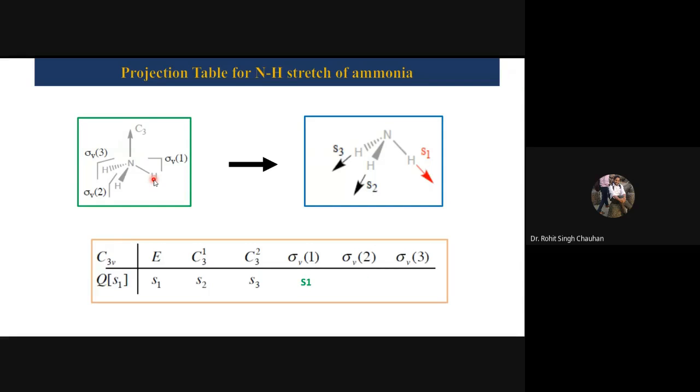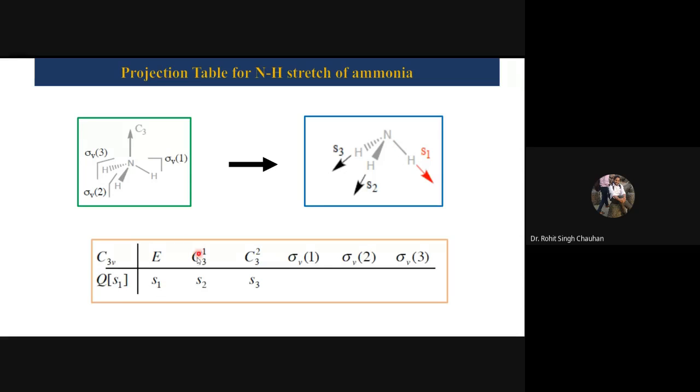Okay, again we will practice it. Now see, the projection operator formula is going to operate on S1. So we will only focus on the changes which are going to happen to S1 during the symmetry operations. So during the symmetry operation E, what would happen? The molecule is going to be rotated by 360 degrees. So you are going to get the same molecule as it was initially. That's why S1 will remain S1.